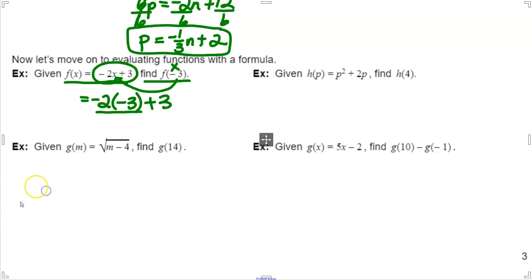Multiplying -2 times -3 is a positive 6. Add 3 also does now give me 9. Therefore, f of -3 equals 9. Let's try the next one.